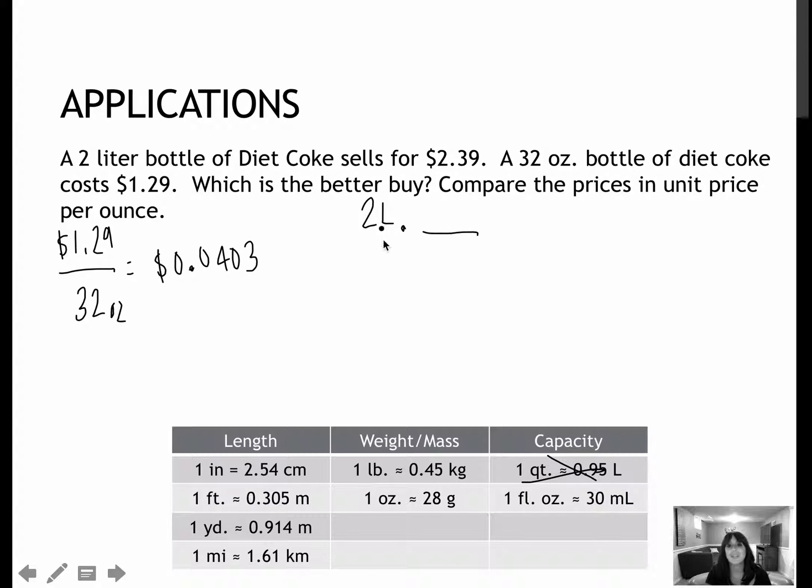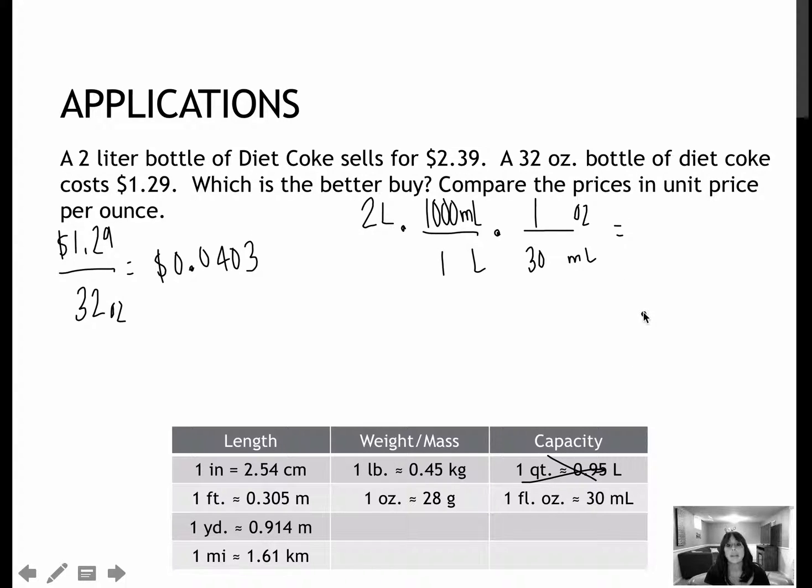But notice I have liters, not milliliters. So that means I have to convert my liters to milliliters before I use my milliliters to ounces, because remember I want to end up with ounces. So I know this is going to be 1 fluid ounce to 30 milliliters. What's my conversion here? How many milliliters in a liter, or vice versa? Milli means 1,000, so there's 1,000 milliliters in 1 liter.